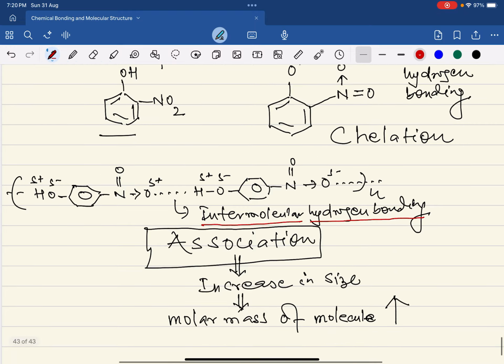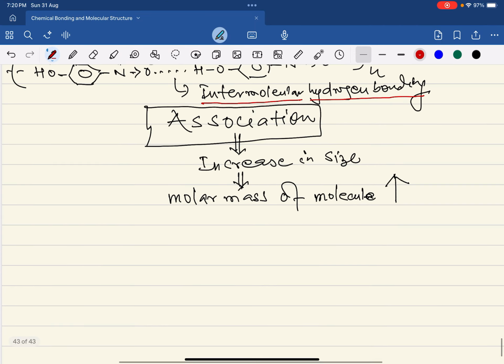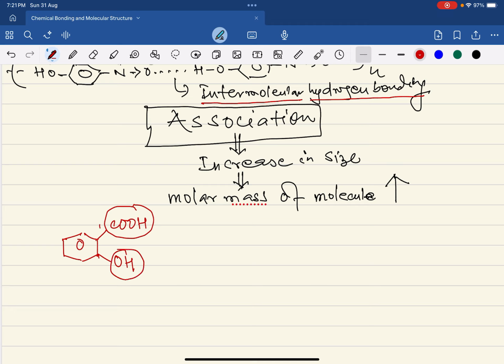Similarly, in the case of salicylic acid, orthohydroxybenzoic acid, this is the formula of orthohydroxybenzoic acid, like benzoic acid. In this case, the acid group is more powerful than the hydroxy group. So, this is 1 and this is 2, the second position is ortho. Again in this molecule, intramolecular hydrogen bonding is possible due to cyclization.